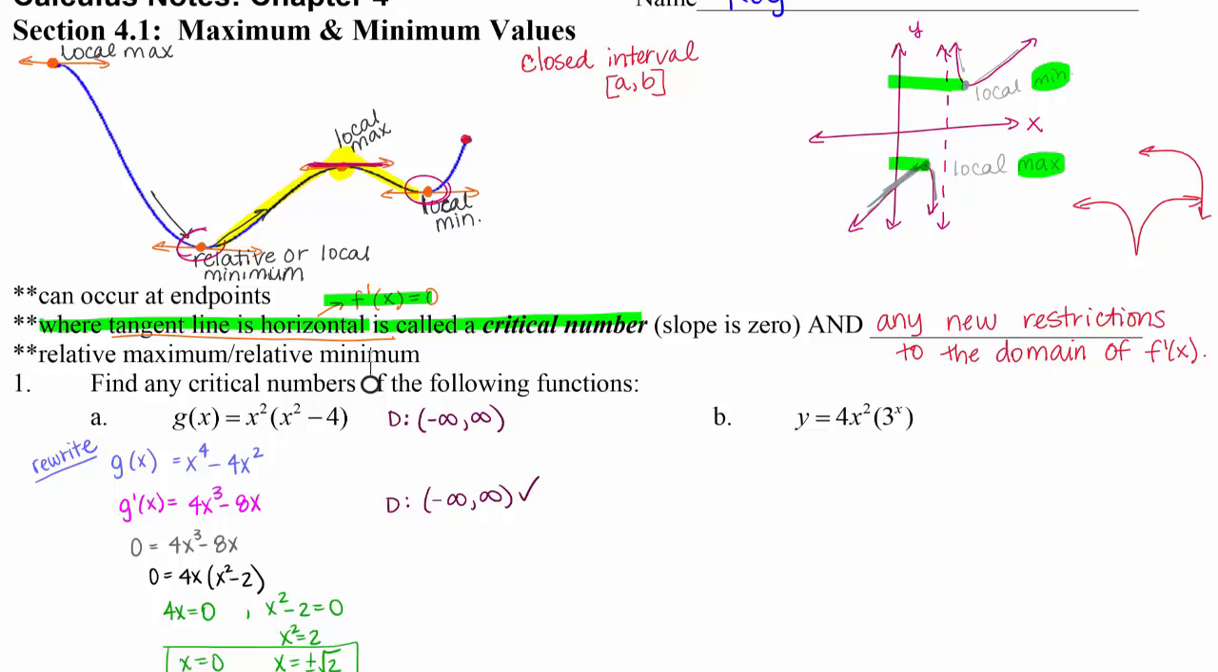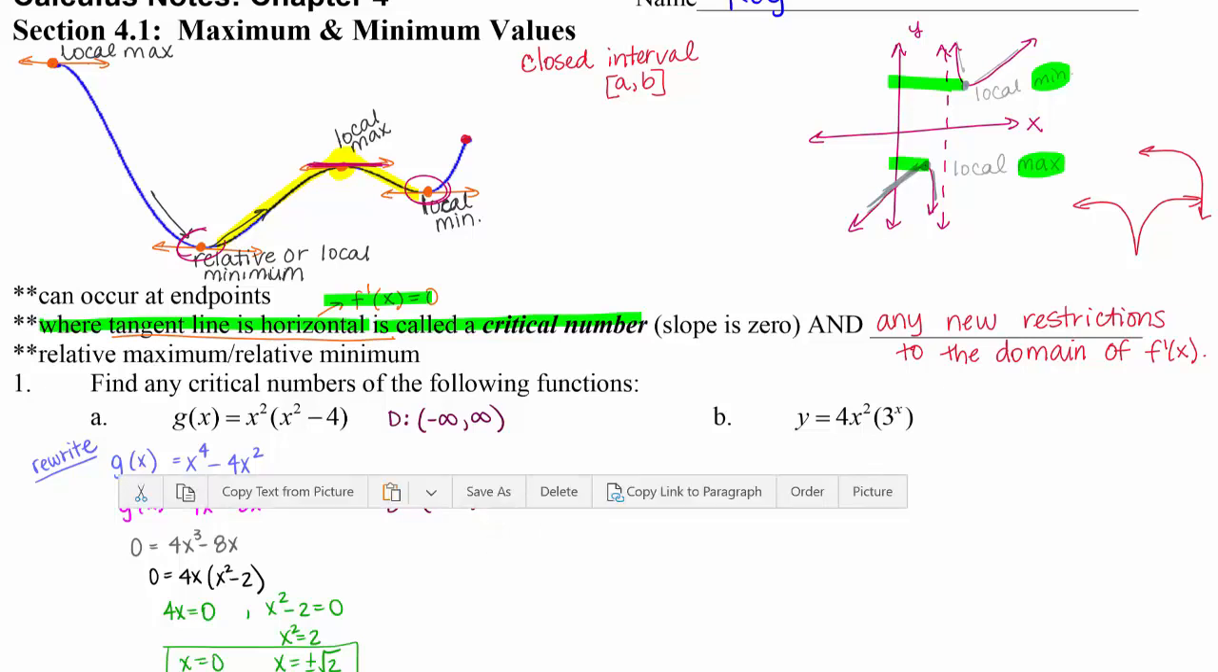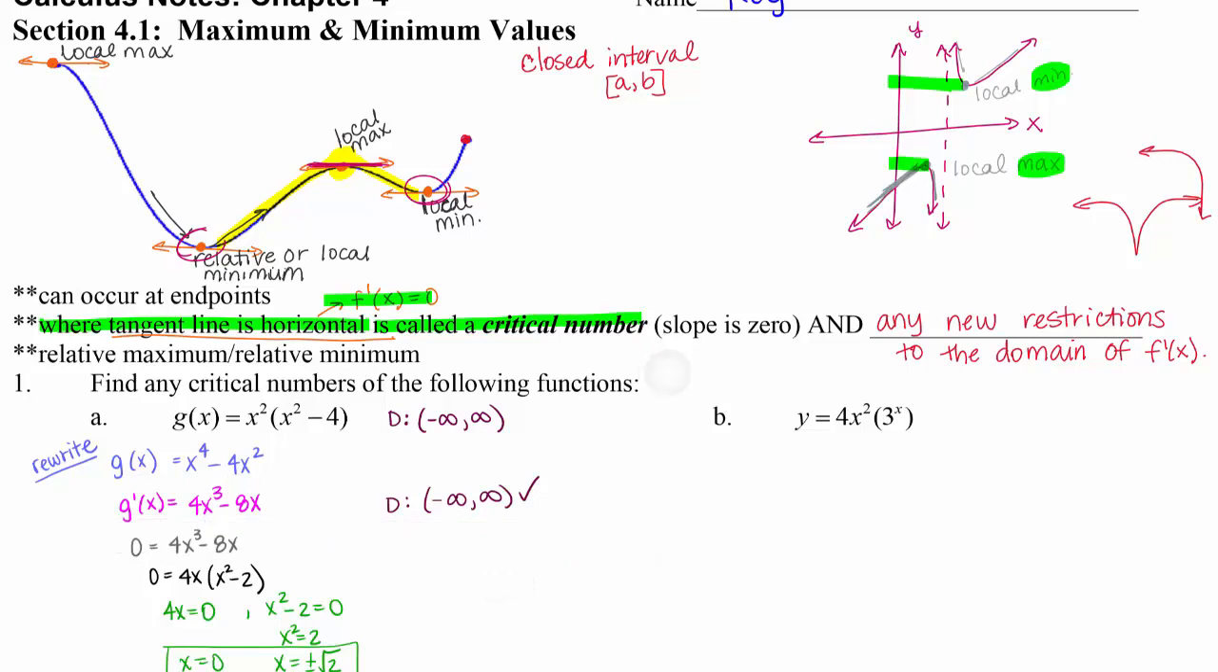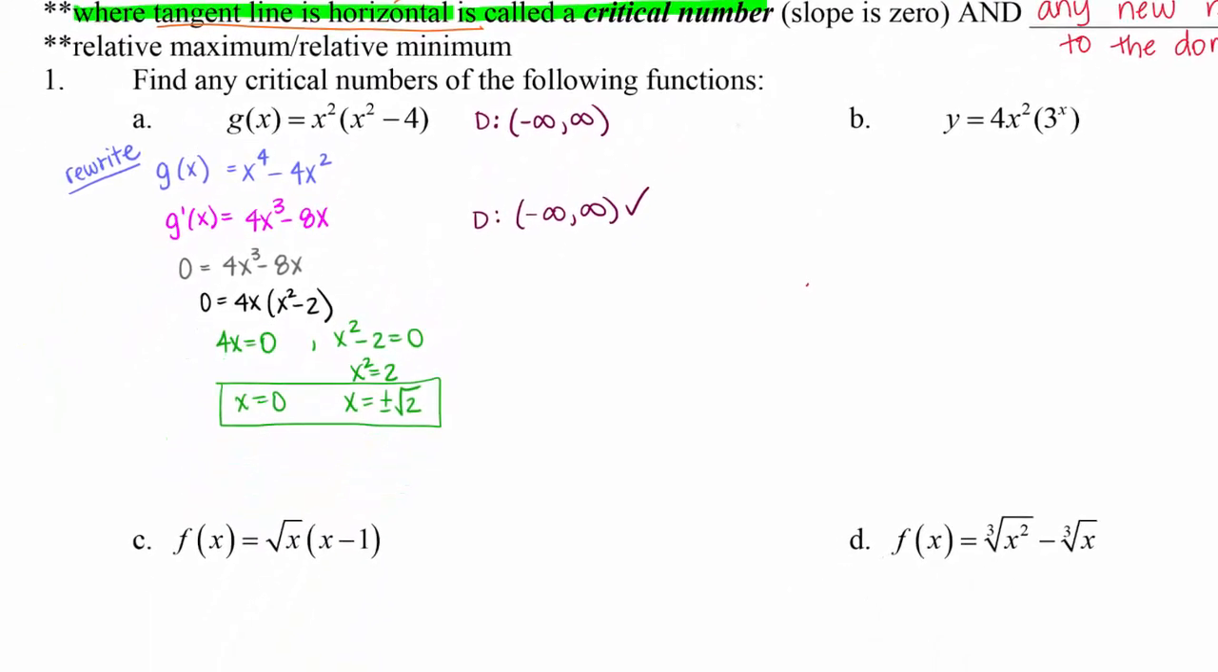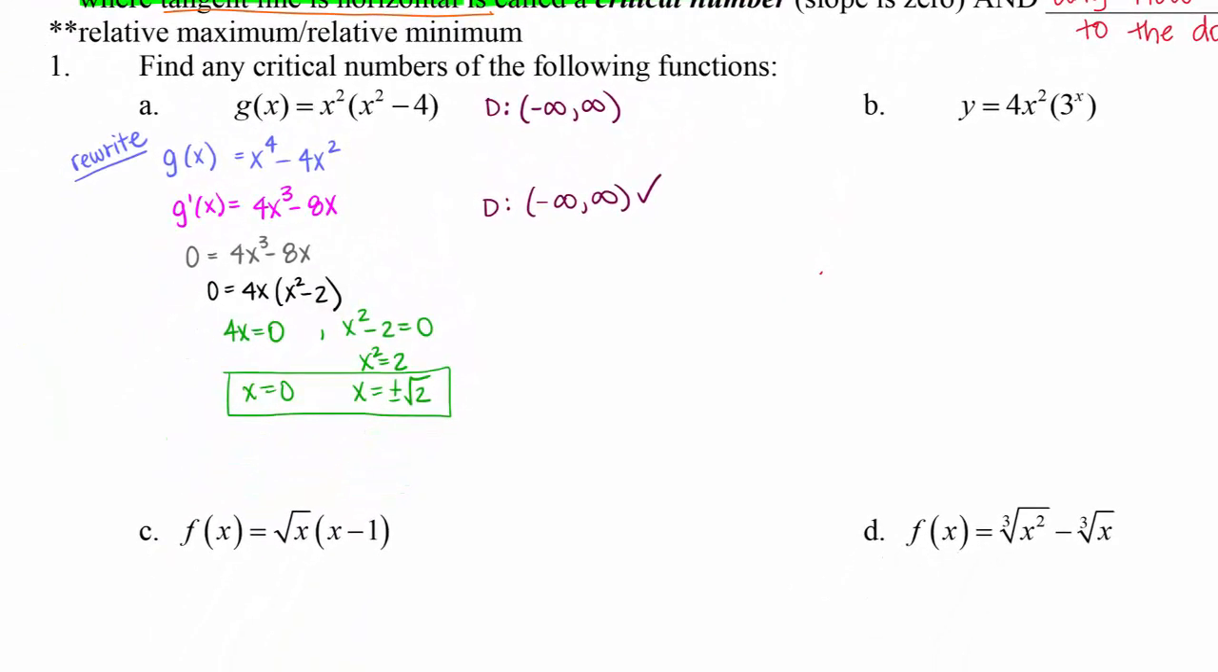A critical number is therefore going to be the x value only. It's not going to be the y value. And so let's take a look at one of these that are already completed for us and see if we can figure out what we're doing here.